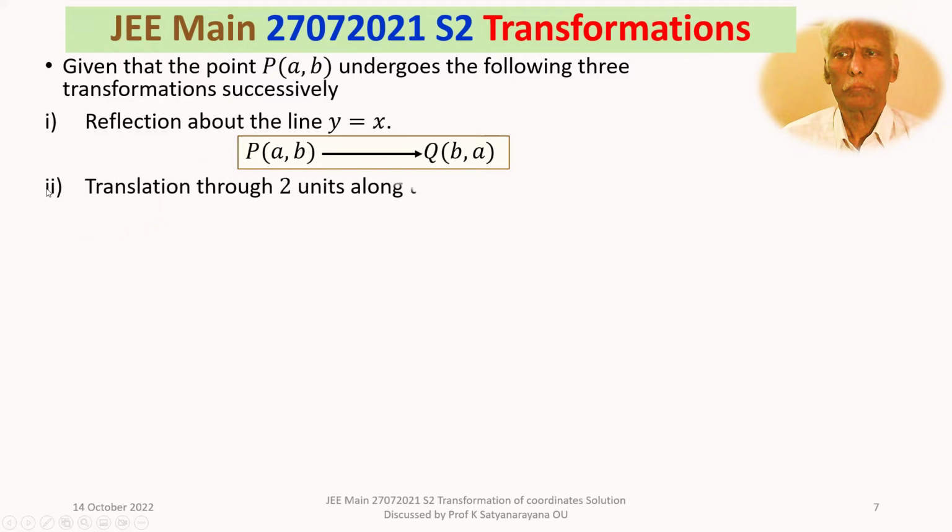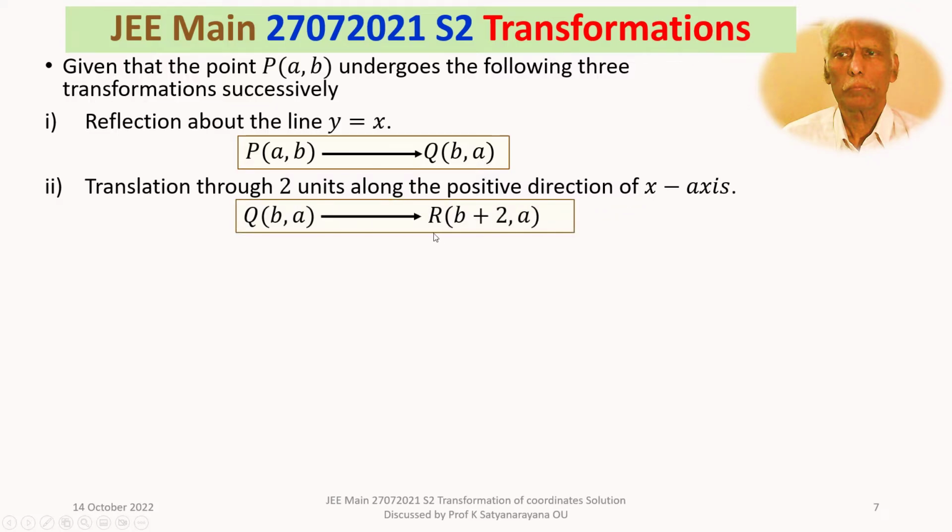And second one, translation through two units along the positive direction of the x-axis. So (b, a) will be shifted to (b + 2, a) because there is a translation through two units in the positive direction of the x-axis and the ordinate remains the same. So (b, a) will go to (b + 2, a).